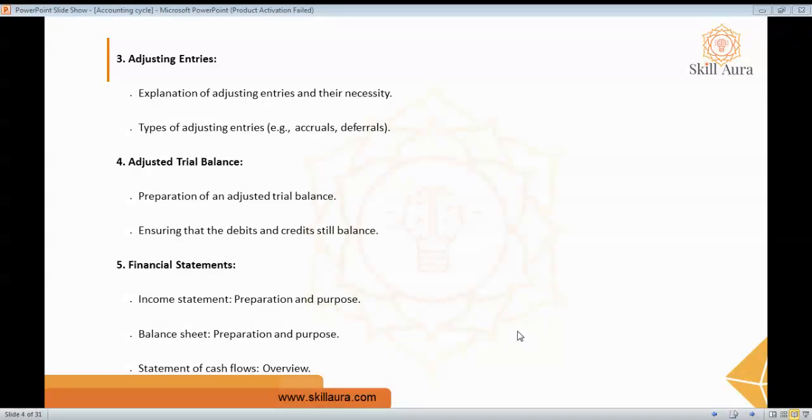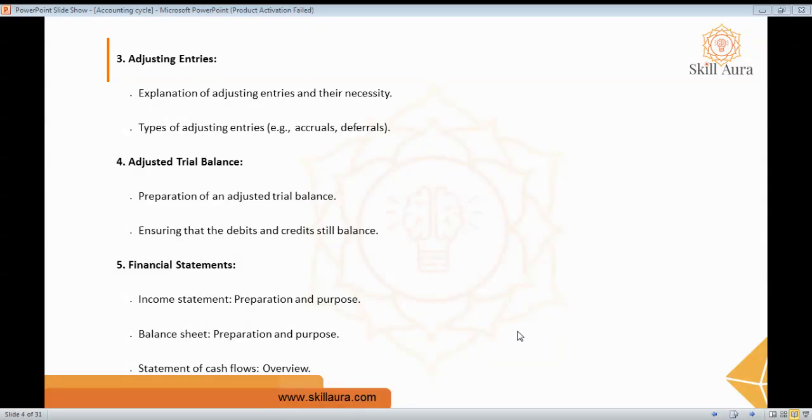Next, we'll understand the adjusting entries. I will explain all the adjusting entries and their necessities, and also we'll understand the types of adjusting entries. The next one is the adjusted trial balance. We'll understand how to prepare this adjusted trial balance, and also we will ensure that debit and credit are still balanced.